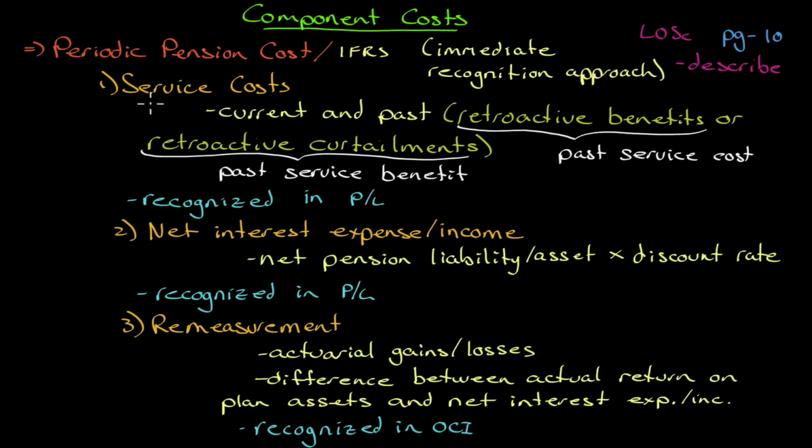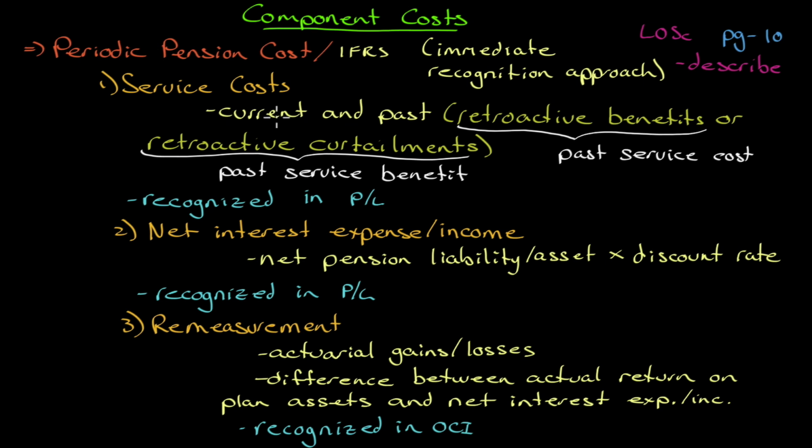There's the service costs, which we've explained. There's the net interest expense or income, which we've explained. And there are remeasurements, which we've explained, the actuarial gains and losses, etc. So let's start with service costs. Current and past service costs. Now, I've only gave you an example of a current service cost. A past service cost would be this way.